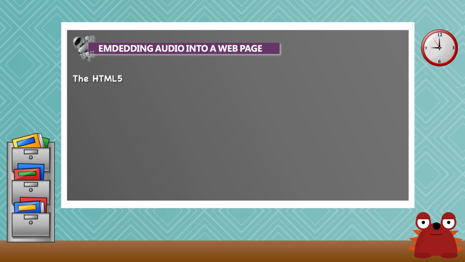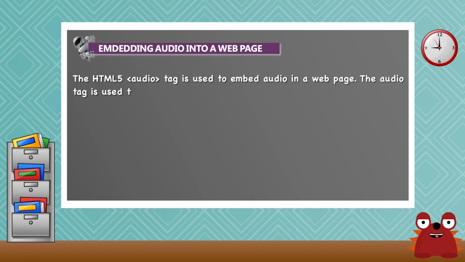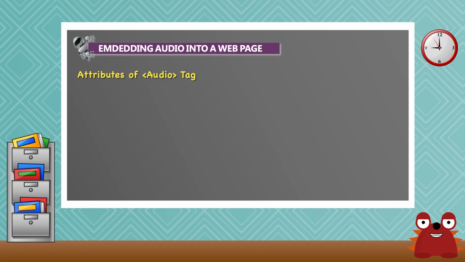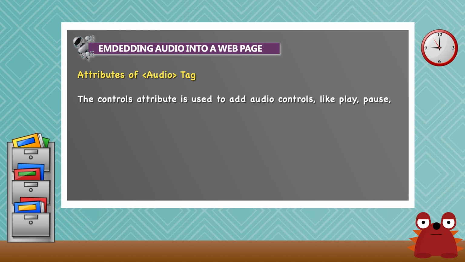The HTML5 audio tag is used to embed audio in a web page, as you all know. The audio tag is used to play an audio file on a web page, such as an MP3 file. Here is an example of the code. Let's see the attributes of the audio tag. The controls attribute is used to add audio controls like play, pause, and volume.